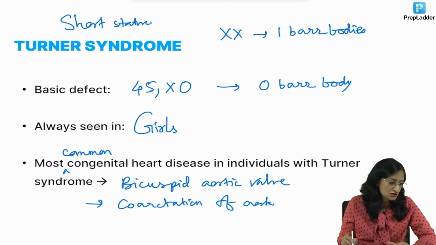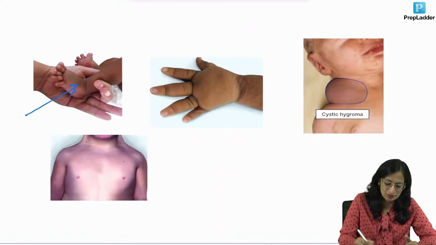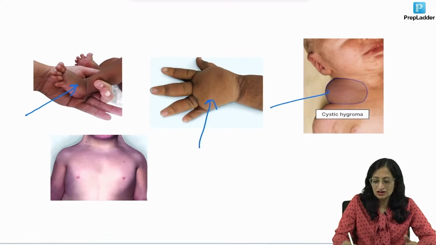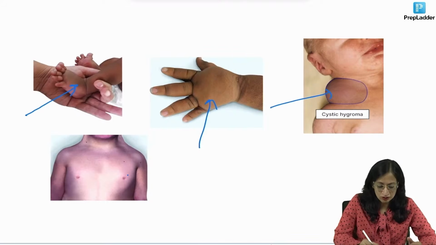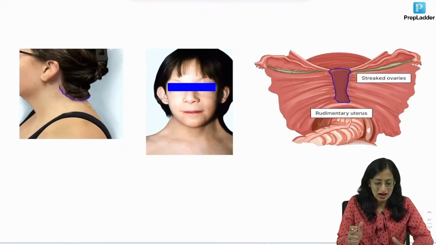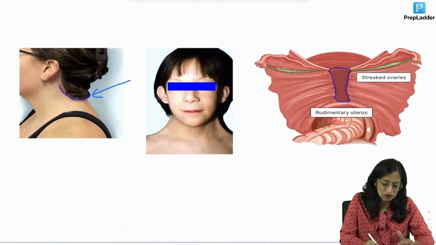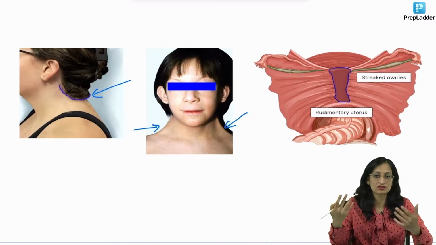Apart from short stature, you can get other features like lymphedema of hands and feet. Cystic hygroma is more common in this condition. Hypothyroidism is more common. You can get shield-shaped chest with widely spaced nipples. And there can be low posterior hairline like you see here. There can be this webbed neck. Can you appreciate the loose skin folds around the neck, the webbed neck?